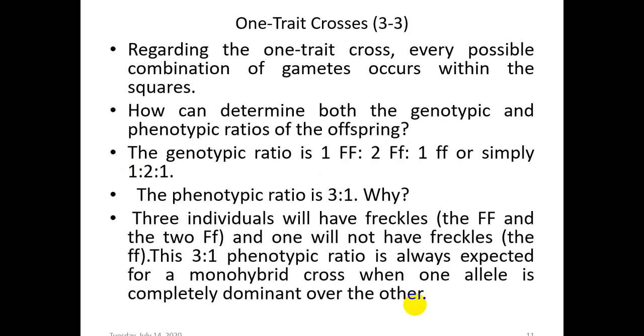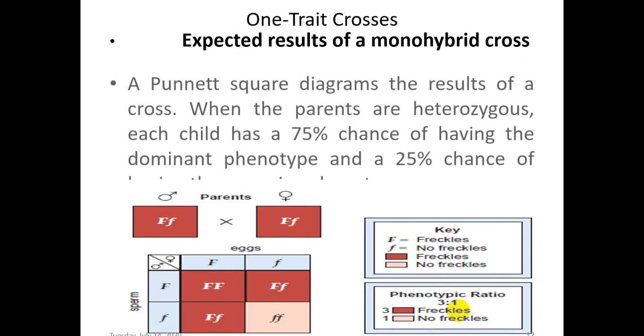Three individuals will have freckles. Yes, 3 will have freckles. One of them homozygous and the other 2 heterozygous. And one will not have freckles, this is ff. This 3 to 1 phenotype ratio is always expected for a monohybrid cross when one allele is completely dominant over the other.